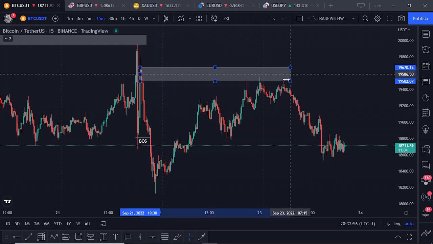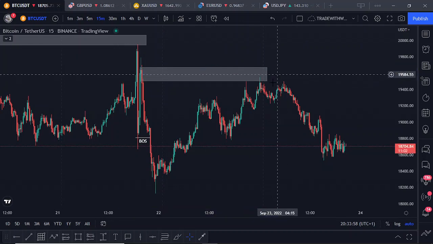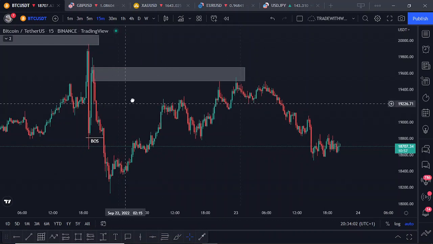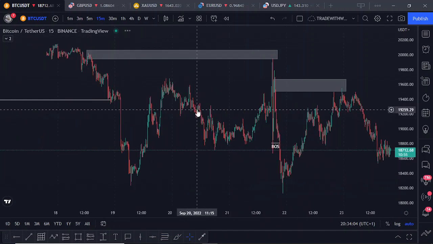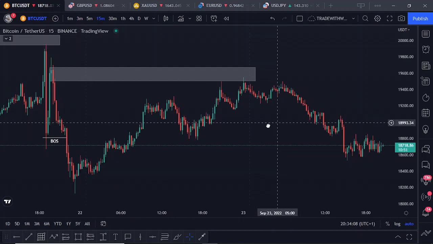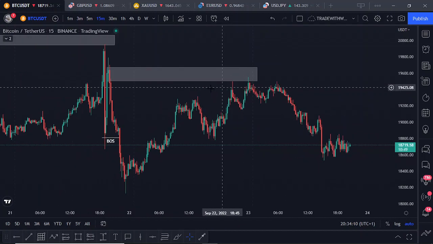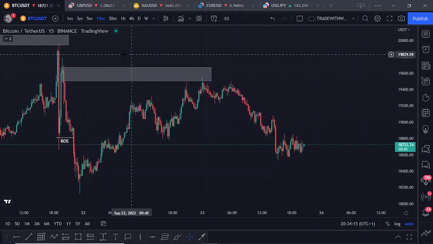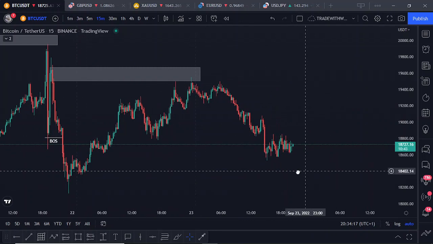So what do you need to do to draw out the supply and demand zones? It's not so hard. Check the market structure. Is it bullish or bearish? If it is bullish, you want to look for only buys, and if it is bearish, you want to look for only sells. So if it is bullish, you look for demand zones. If it is bearish, you look for supply zones. And now the market is bearish, so we're still looking for supply zones.